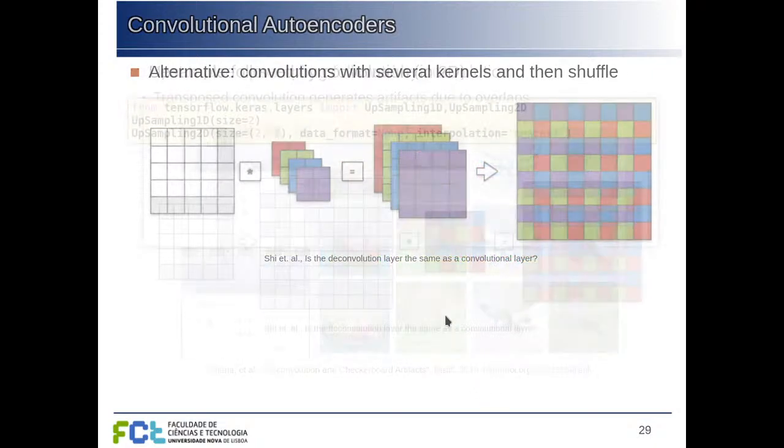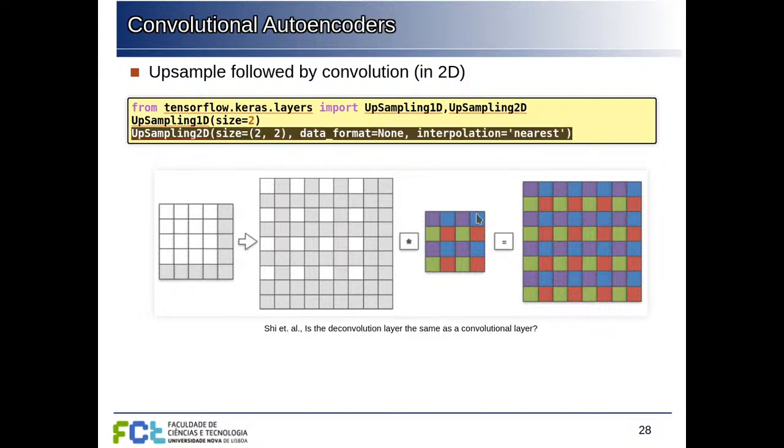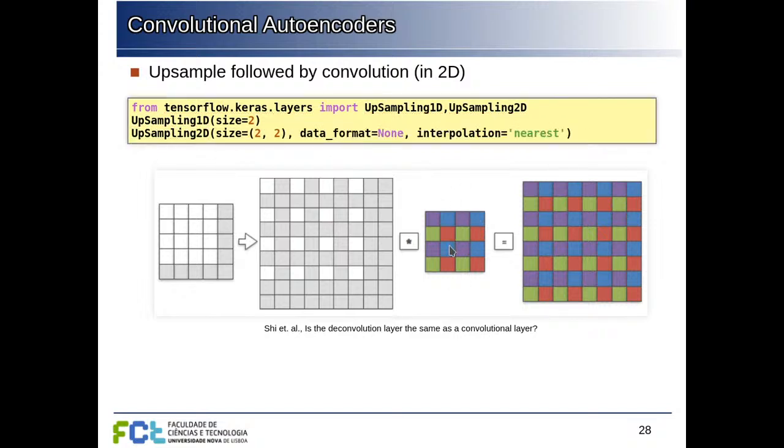So this would be my recommendation. When you are going from low resolution to high resolution in the decoder part, use this two-step approach of first doing upsampling and then applying a simple convolution with a stride of 1 just to focus the image there.